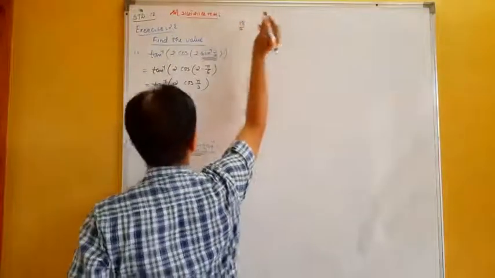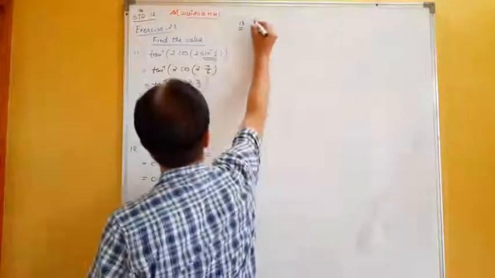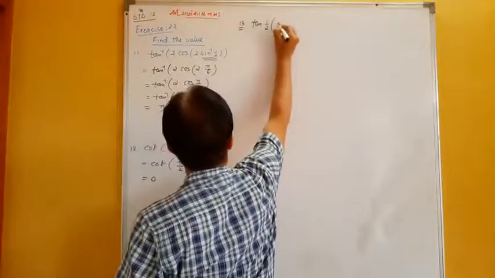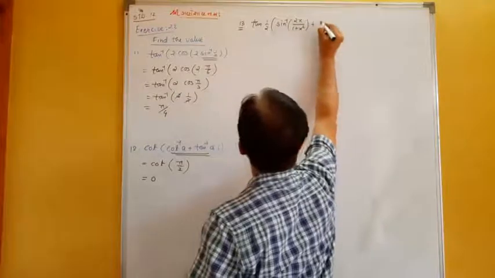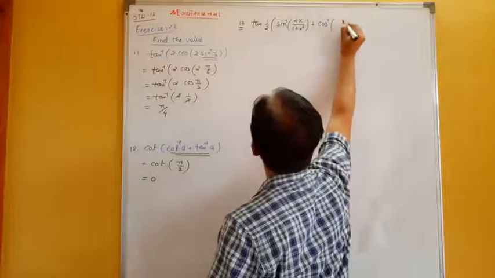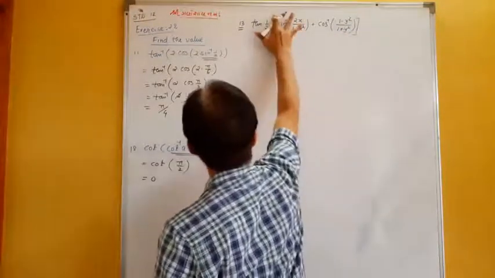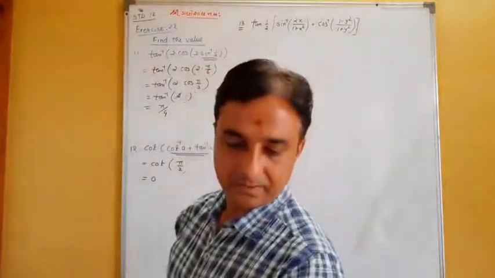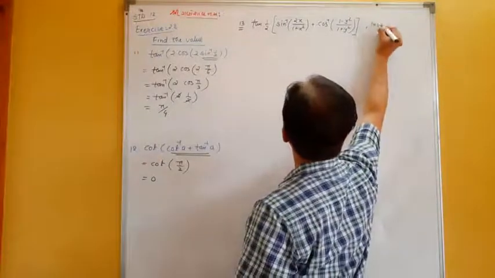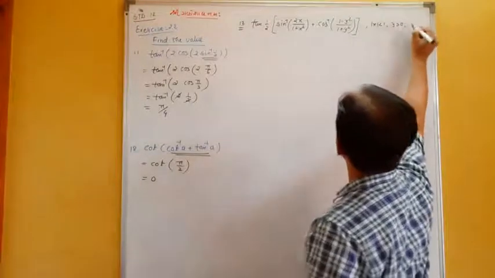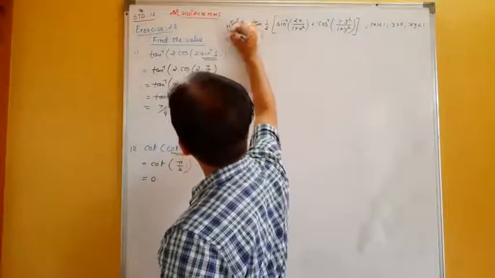13th one. Simplify: tan 1 by 2 sin inverse 2x upon 1 plus x square plus cos inverse 1 minus y square upon 1 plus y square, where modulus x less than 1, y greater than 0 and modulus xy less than 1. It's a most important question.